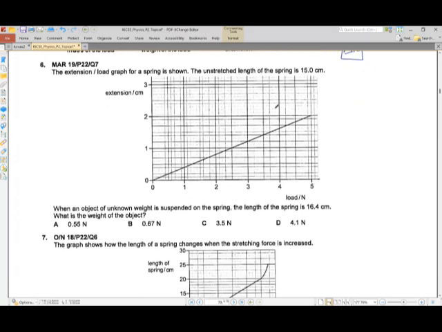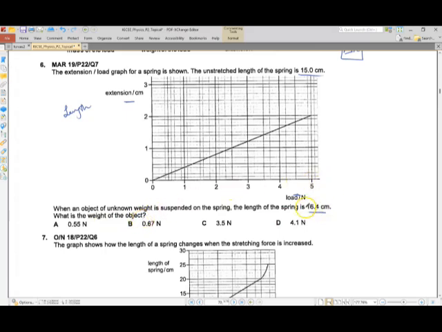Okay, the extension load graph for a spring is shown. Now there is extension and there is load. This is not the length of the spring that's increasing. This is the extension. Okay? The unstretched length of the spring is 15 centimeters. Okay? When an object of unknown weight is suspended on the spring, the length of the spring is 16.4 centimeters. So what is the weight of this object?